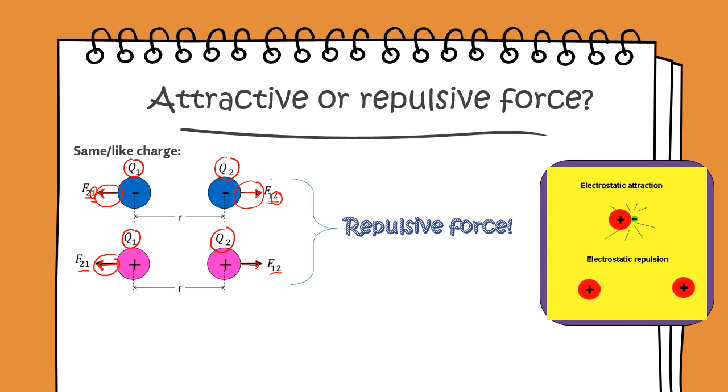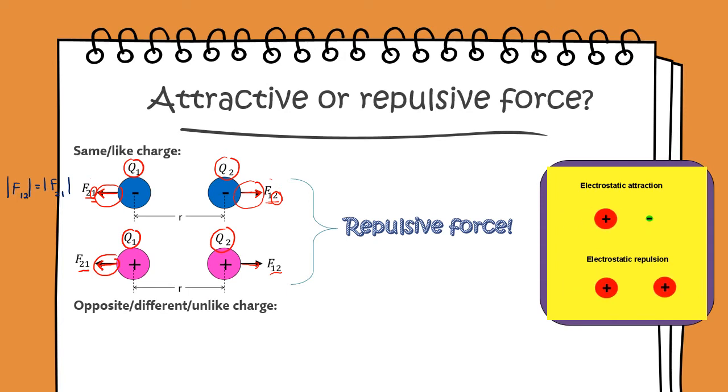From here, if we calculate the electrostatic force, F12 will equal F21. The magnitude of F12 is equal to the magnitude of F21, but the direction of the electrostatic force is different. Now we go for the opposite, or different, or unlike charge.